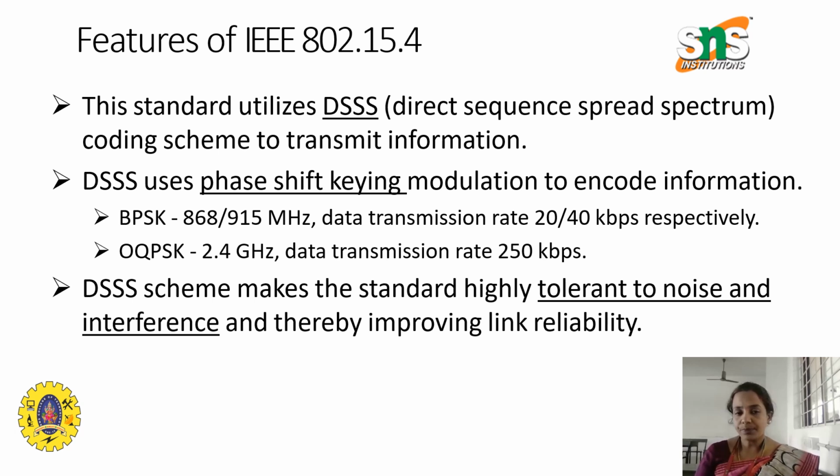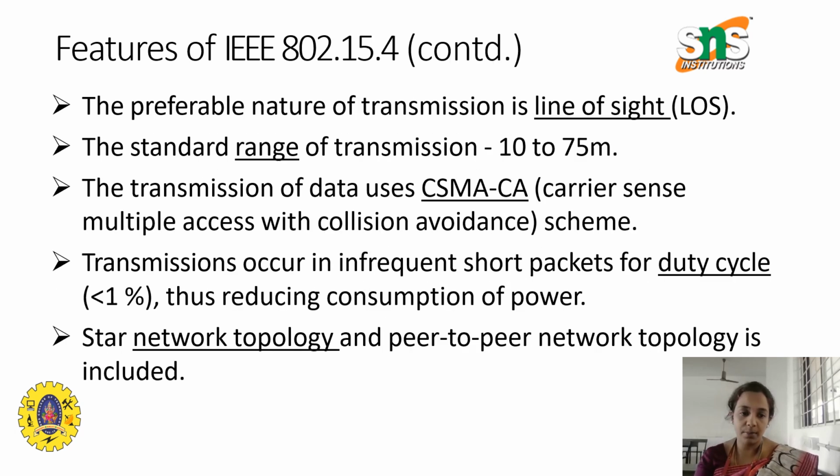The next one is OQPSK, which works at a frequency range of 2.4 gigahertz. The data transmission rate will be in the range of 250 kbps. When the data transmission rate is high, the phase shift keying or encoding will also be more efficient and the cost will also be lower. The DSSS scheme makes the standard highly tolerant to noise and interference, thereby improving the link's reliability.